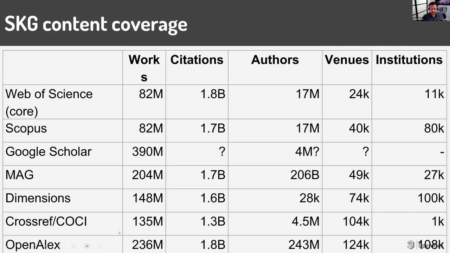Another good reference point is MAG, which is Microsoft Academic Graph. That was 204 million. That's what OpenAlex is building off of. So you can see how much has been added since then.